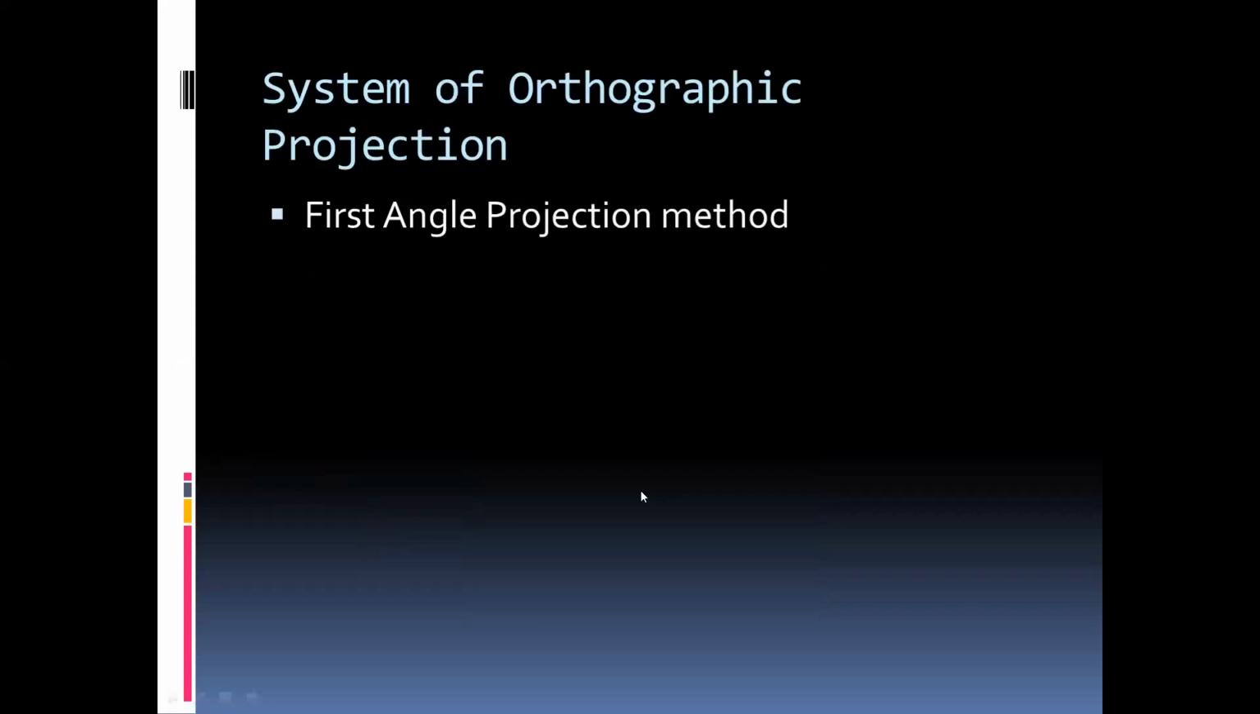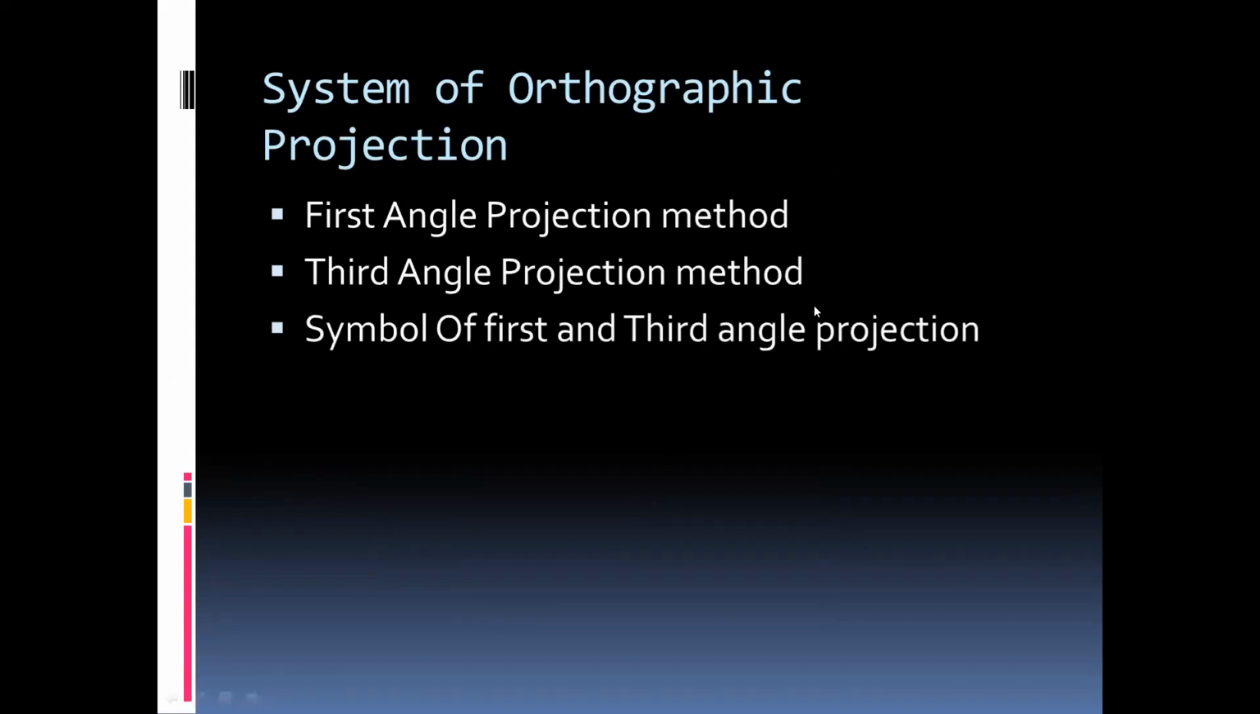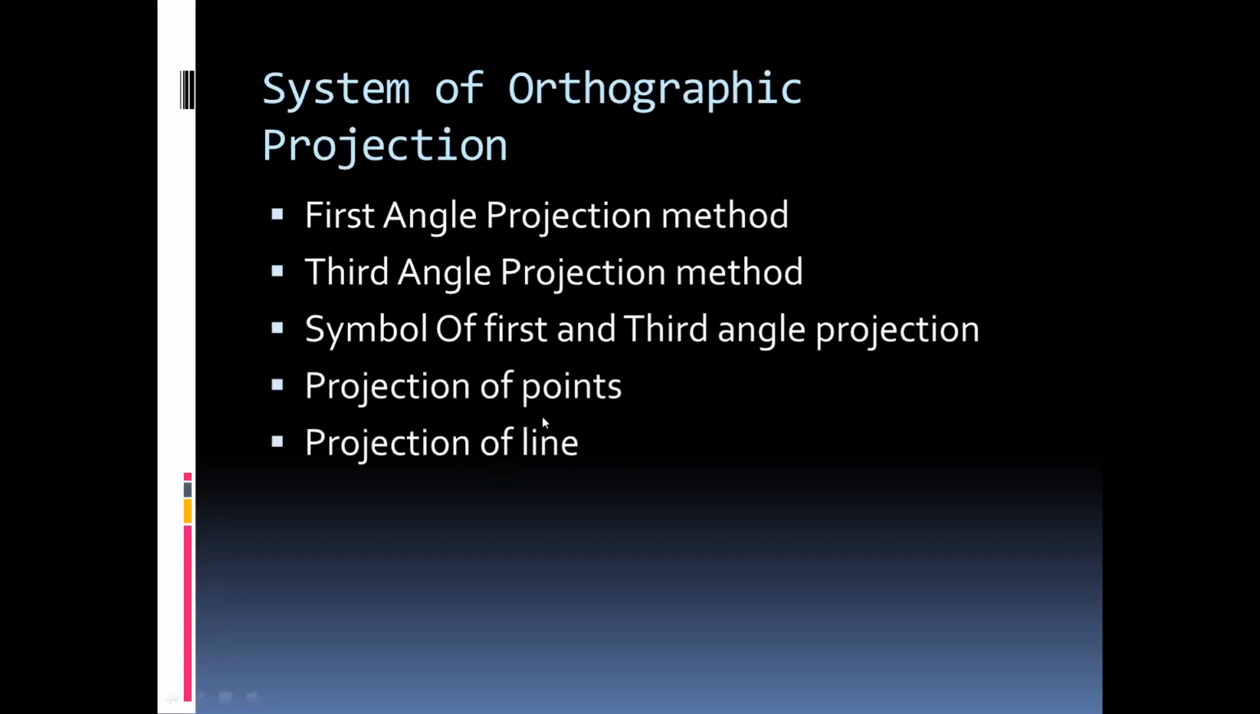System of orthographic projection means we will follow the first angle projection method or the third angle projection method. These are two commonly used methods, and then we will see how to represent first angle and third angle projection methods symbolically, so anyone who reads the drawing sheet can easily understand whether it is a first angle or a third angle projection method. Then we will study projection of points and projection of lines. This is the content of your second module.